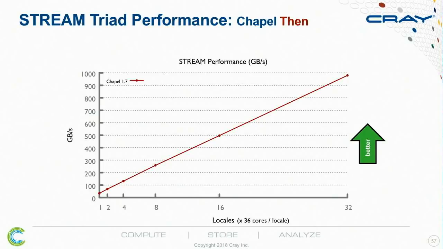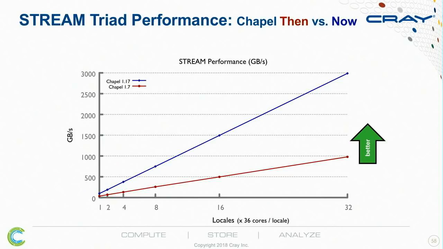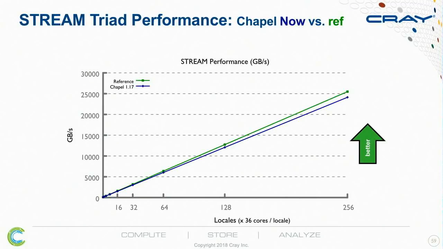If I go back to where we were then, this is a stream performance benchmark, and higher is better, and I'm adding nodes across the axis at the bottom here. You can see that as we added nodes, the performance got better as you'd expect. But if you compare that to where we are today, we were about a third of the performance we're getting today. And of course, now you should be suspicious and say, well, how do we know that you're good today? Well, if we compare to the reference version in green here, you can see that we're tracking it pretty closely, with just a little bit of hit due to our elegance.